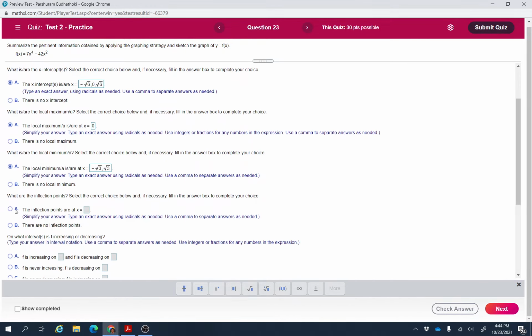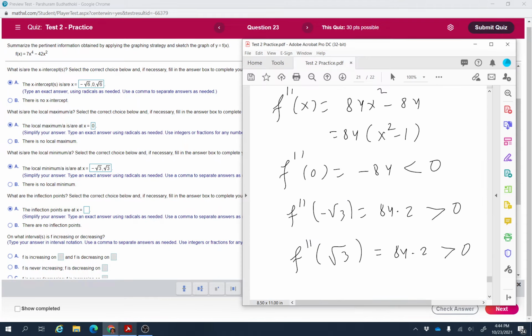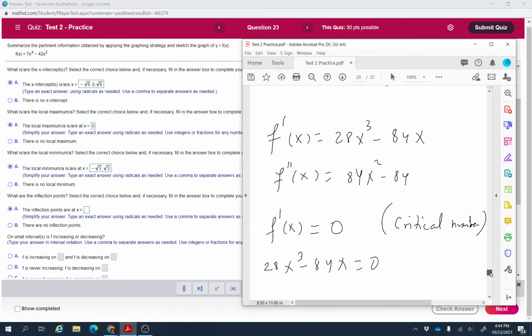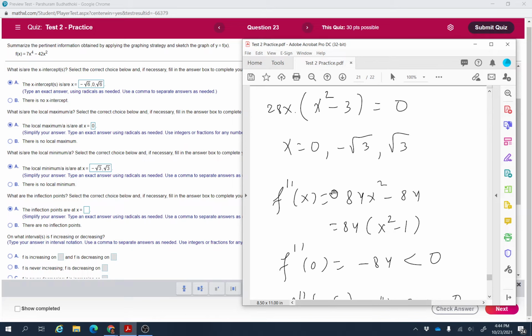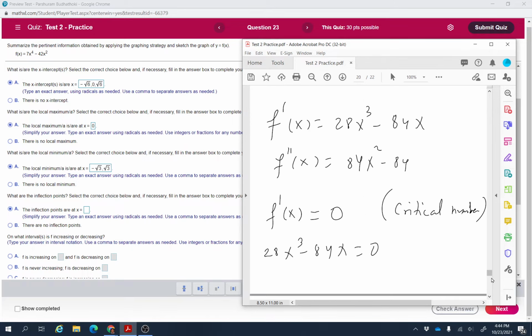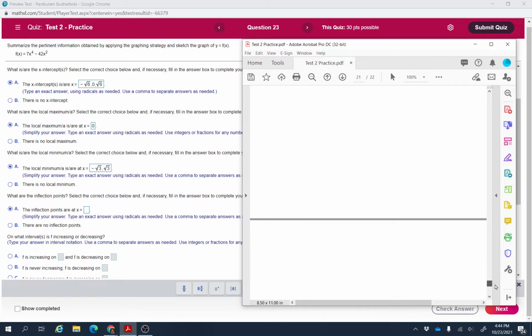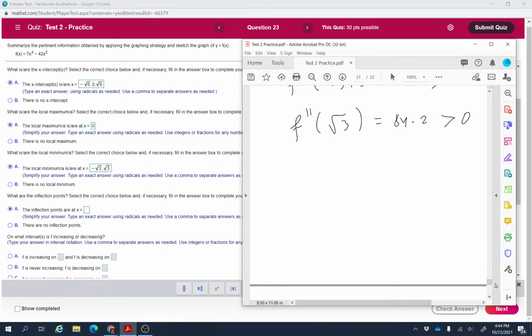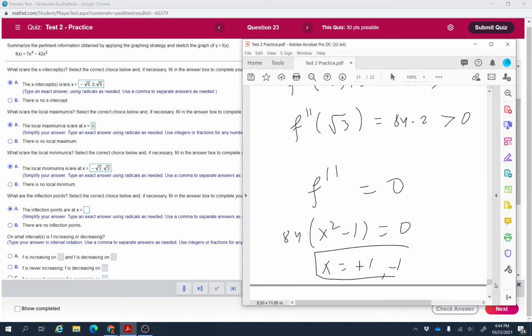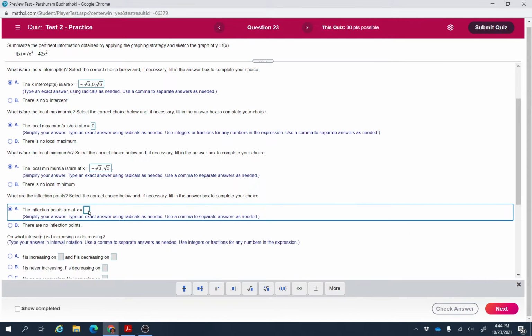And then inflection point means where the second derivative would be 0. If you just equate the second derivative, as you can see that second derivative is this one, and if you equate the second derivative with 0, that's where you find the inflection point. Second derivative equals 0, which means 84 times x squared minus 1 equals 0. If you solve for x here, x is positive 1 and negative 1. At 2 points, second derivative is 0. So that means inflection points are negative 1 and then positive 1.